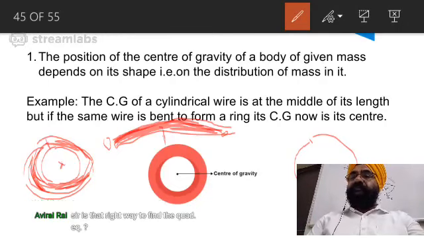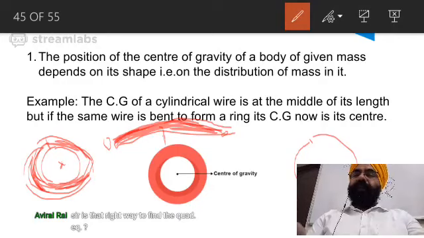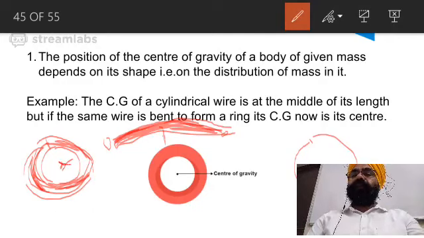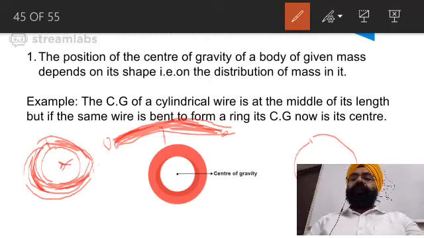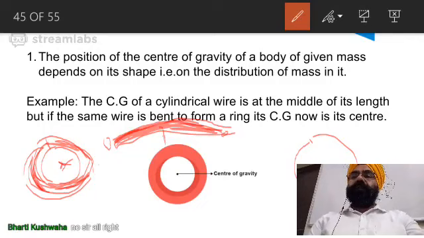So you see the shape changed. It was a rod, then it was in the middle of the axis of the rod, cylindrical rod, and we turned it into a ring, and now it is at the center of the ring. Got it? Everybody understood? So let's read out the example. I erase this.